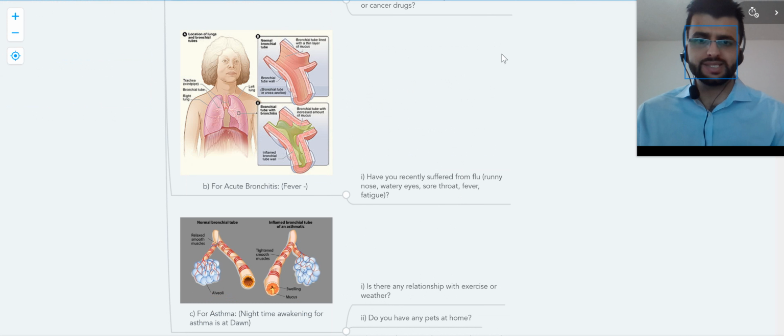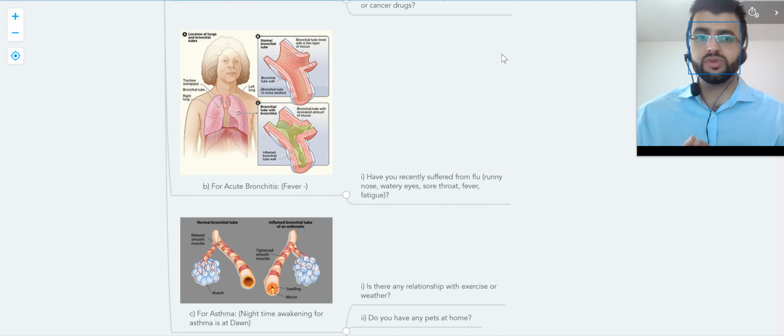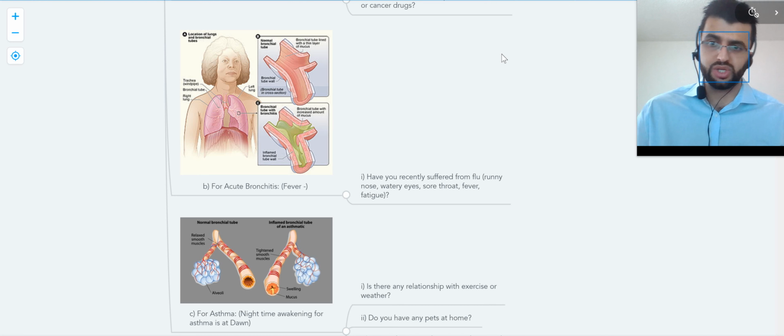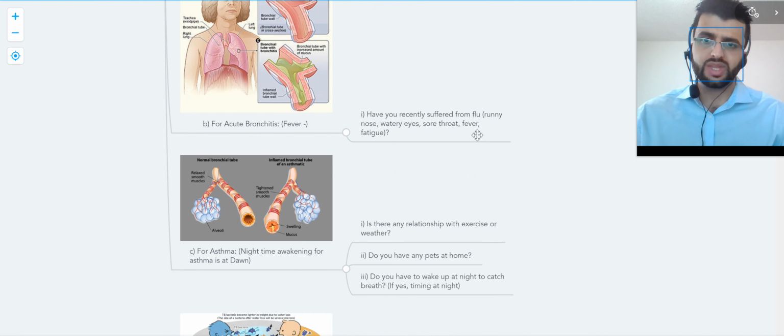Acute bronchitis. Have you recently suffered from a flu? Runny nose, watery eye, sore throat, fever, fatigue. Okay, after that they develop acute bronchitis. I had a typical case yesterday. A patient just came in, had the flu, and developed bronchitis.